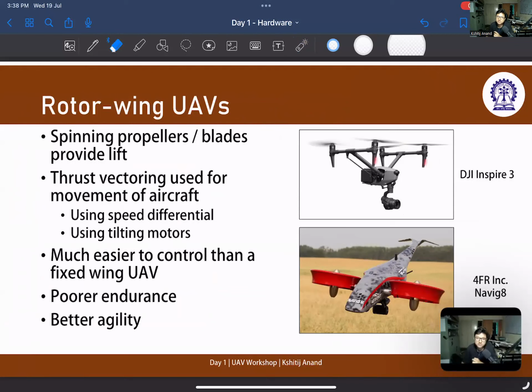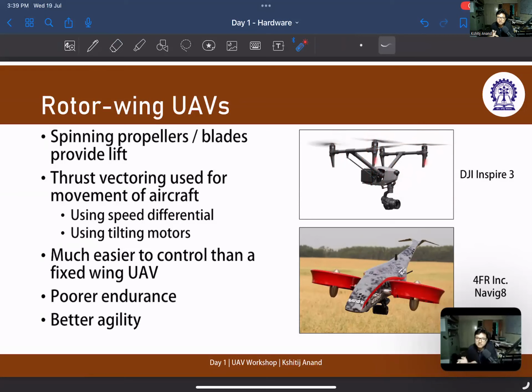Next, we talk about rotor wing UAVs. These have spinning propellers or blades which provide thrust. And if you want to move it around, there are two ways of doing so. If, let's say, you wanted this aircraft to tilt this way, then you can simply increase the thrust on these two and reduce the thrust on these two, and the rotorcraft will tilt. If you wanted to make it move like this, then you could simply change the rotational speeds to make it yaw. So here, the movement is all done by changing the speed of the motors.